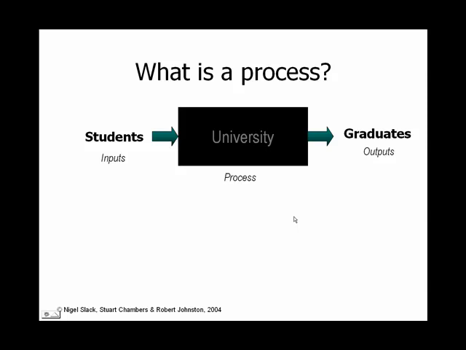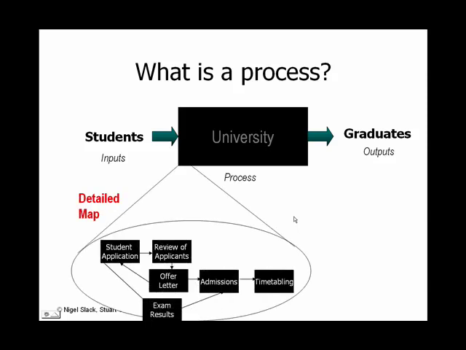So basically a process, we talked before, has got inputs and outputs. But you can look at that at a further level of detail. So, for example, part of the process of transformation from students into graduates is the application process. So we look at a student application, we review that, give you an offer letter, depends on your exam results. Then you get admissions, and you get timetabling. If you think about it, admissions is a whole process in itself, and so is timetabling.